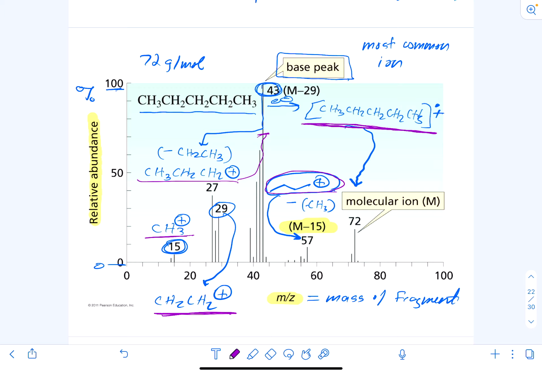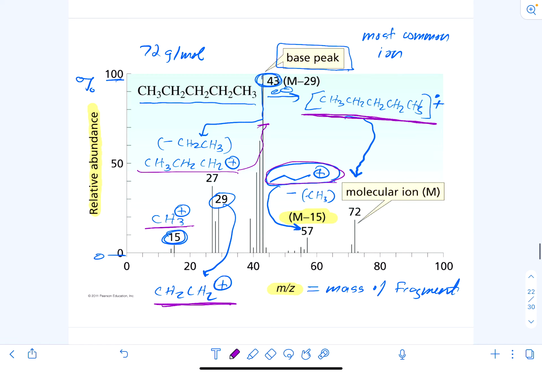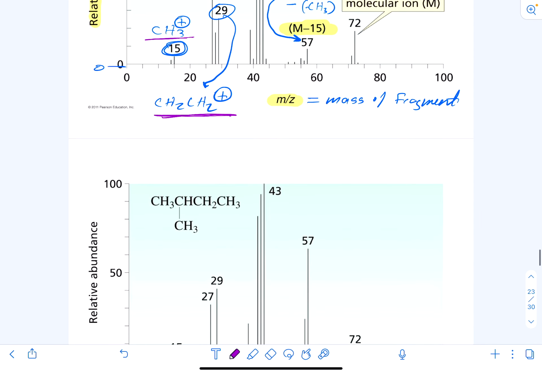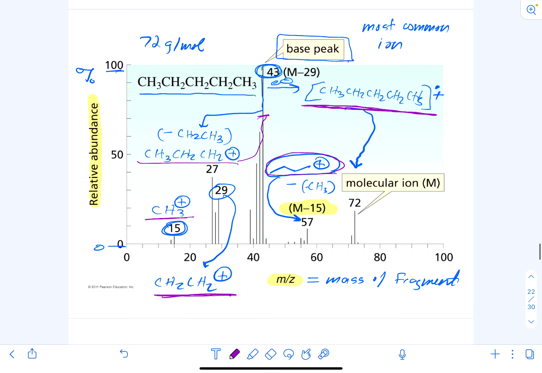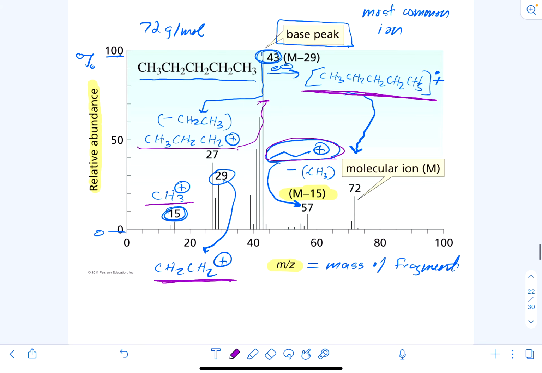So actually, we're going to take a quick look at explaining where we see these peaks and their intensity. What we're going to talk about next is what controls the relative abundance of particular fragments. So let's take another look at this same mass spectrum. Actually, no, this is the one that we're looking at. Let's take a look at that base peak.